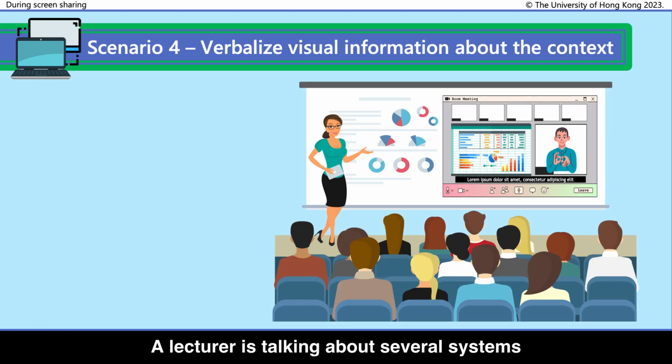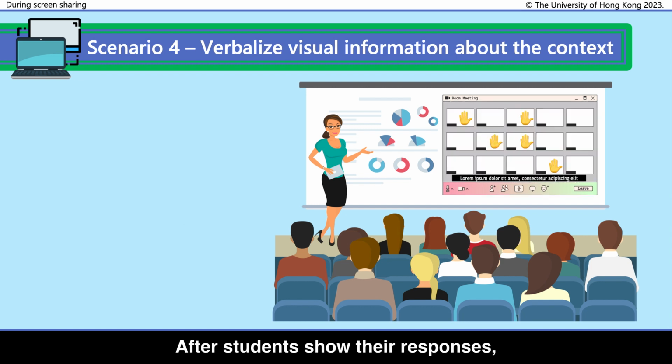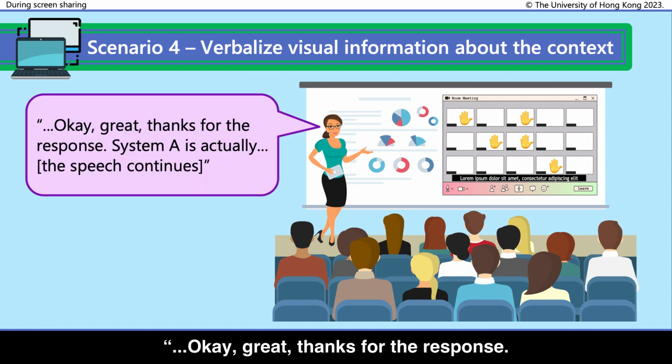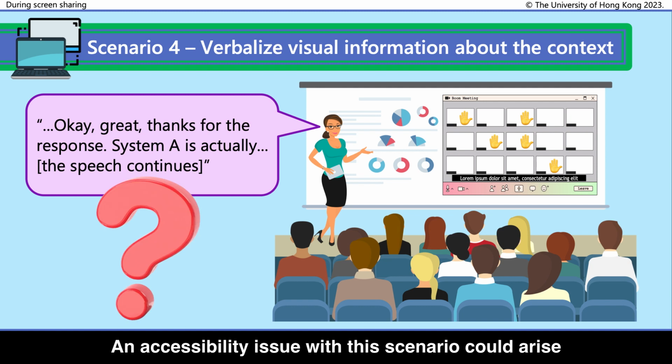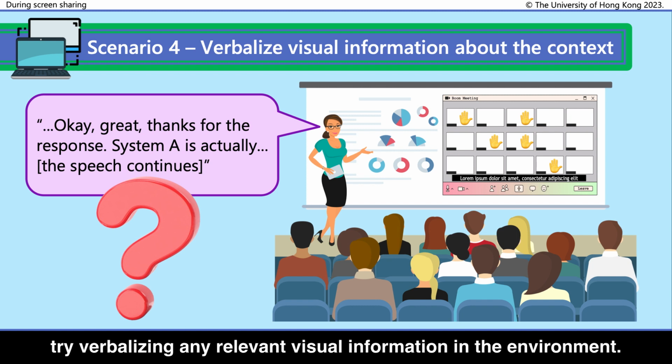Scenario 4. A lecturer is talking about several systems during an online class and says, "Please raise up your hand or display the raised hand emoji if you agree that System A is better than System B." After students show their responses, the lecturer says, "Okay, great, thanks for the response. System A is actually better because..." Then the speech continues. An accessibility issue with this scenario could arise if some students cannot see the screen or the responses of their fellow classmates. How will they know many students think that System A is better? To make this exercise more accessible, try verbalizing any relevant visual information in the environment.